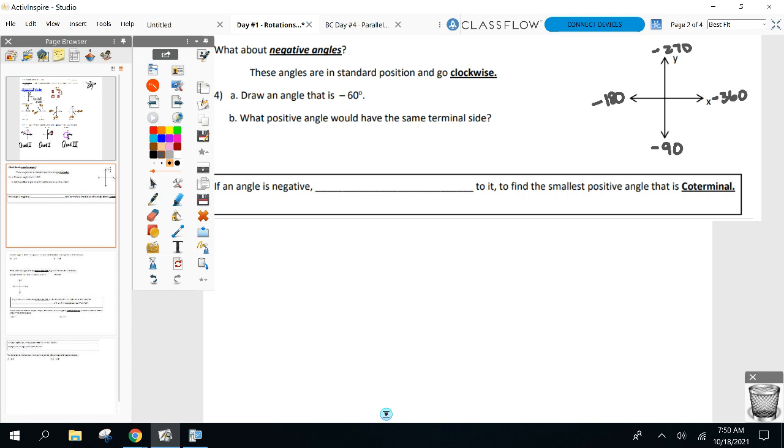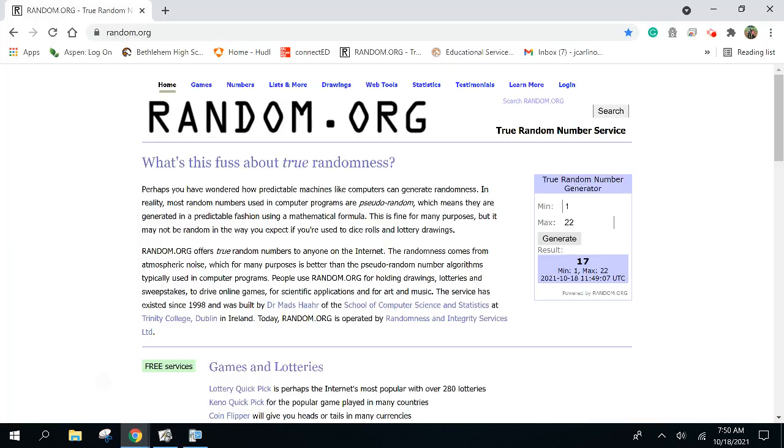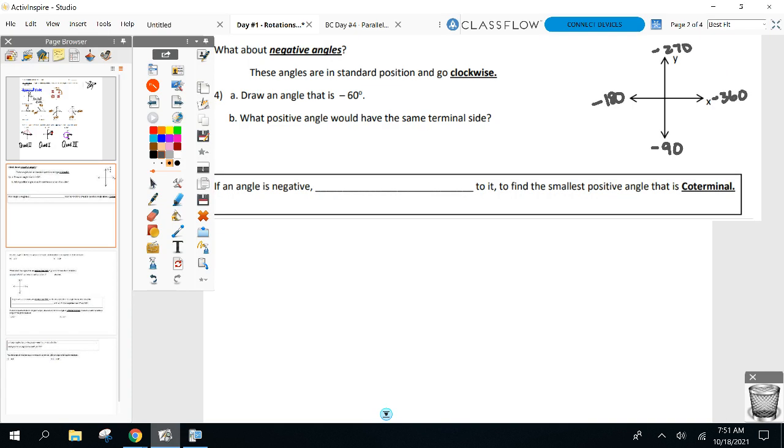So this is asking me to draw an angle of negative 60. What quadrant would I be in then? Negative 60. What quadrant? I'm going to get there. We'll get there. Let's keep going. There we go. Connor, what quadrant? Negative 60. Quadrant 4. Yep.